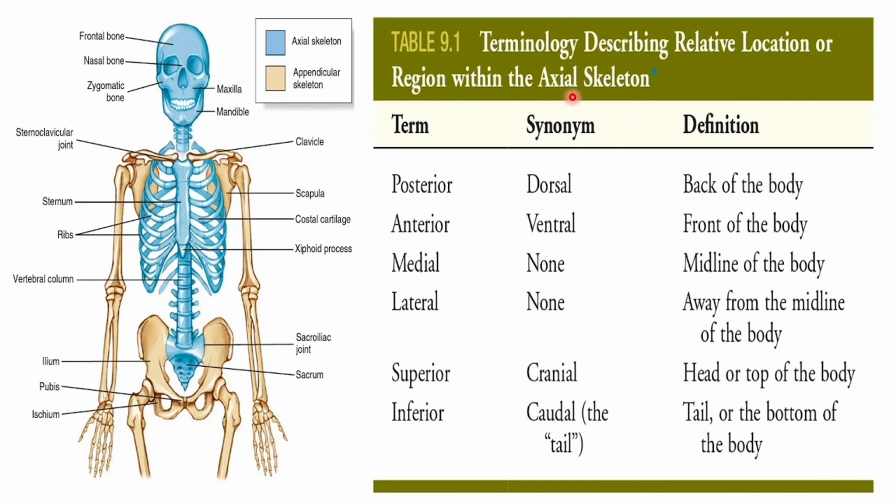Next are the different terminologies for relative locations or regions within the axial skeleton. First, posterior, synonymous with dorsal, is defined as the back of the body. Anterior, or ventral, is defined as the front of the body. Medial is defined as the midline of the body. Lateral is away from the midline of the body. Superior, synonymous with cranial, is defined as the head or top of the body. Inferior, or caudal, the tail part, is defined as the bottom of the body.